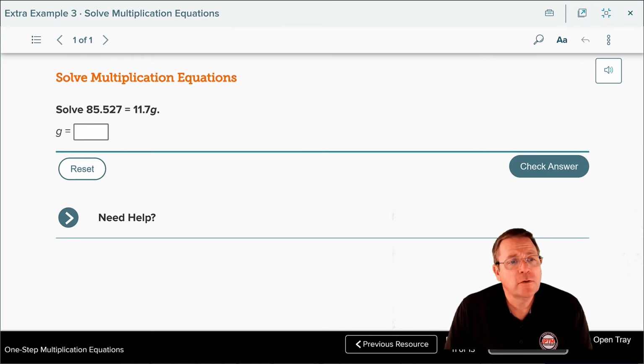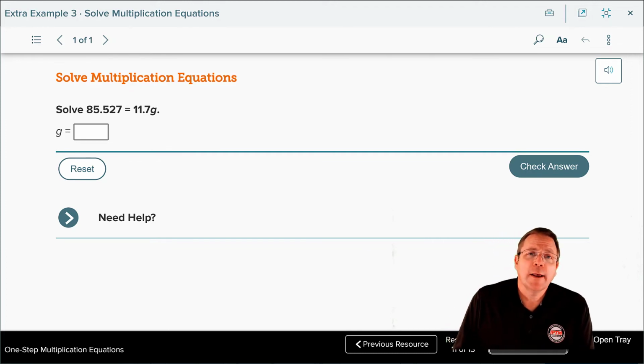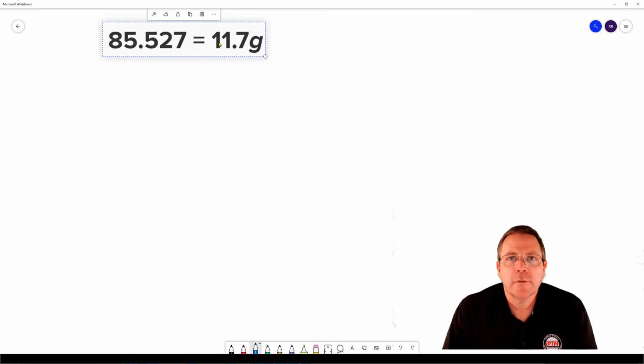Oh wait, no, this is decimals. That means you're going to have some very unfriendly grunt work off to the side. Pause the video and work on it now. Alright, this time I have those set off to the side a little bit because I'm going to need some space to do some very unfriendly grunt work.